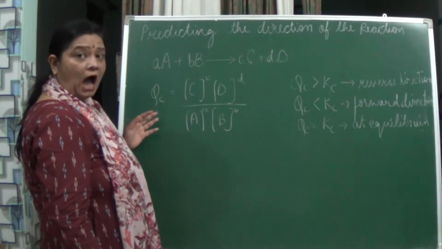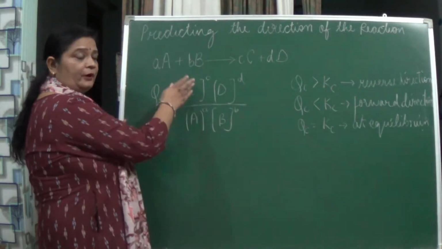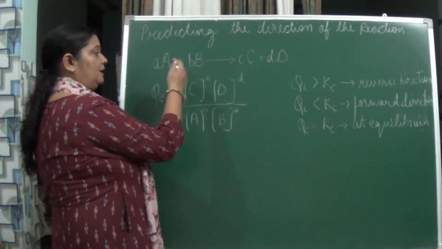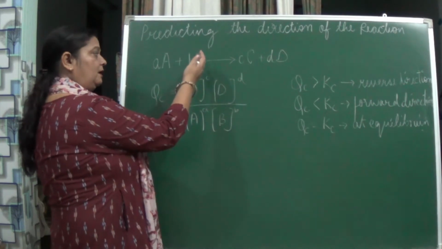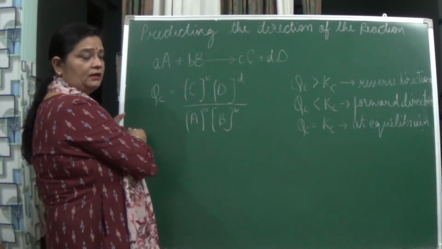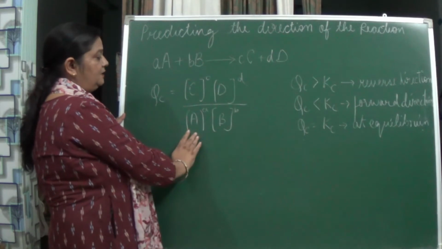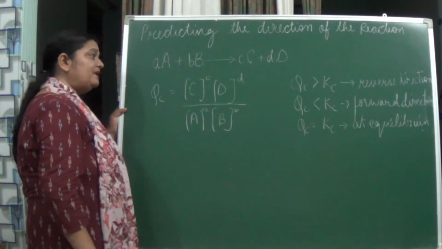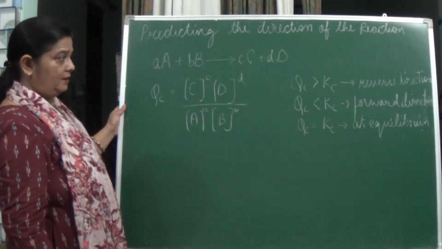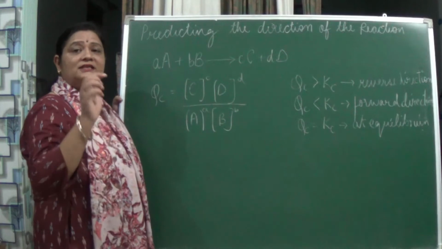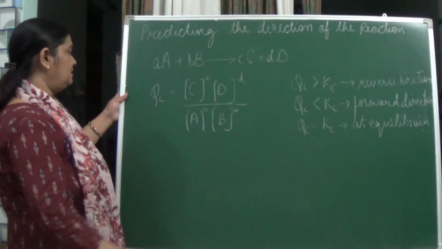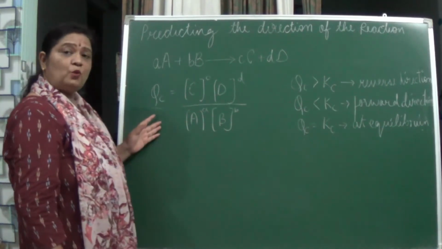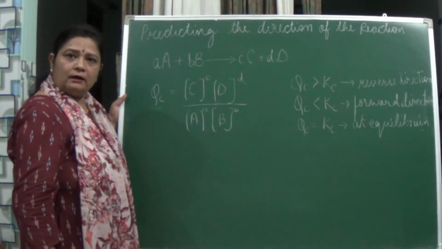And how is it done? This is the product, this is the reactant. Same procedure: the product concentrations raised to their stoichiometric coefficients, and in reactants also in the same manner. So how will we predict the direction of the reaction then? We all know Kc is the equilibrium constant. This Qc is the reaction quotient. It means at any point we are looking at the reaction.